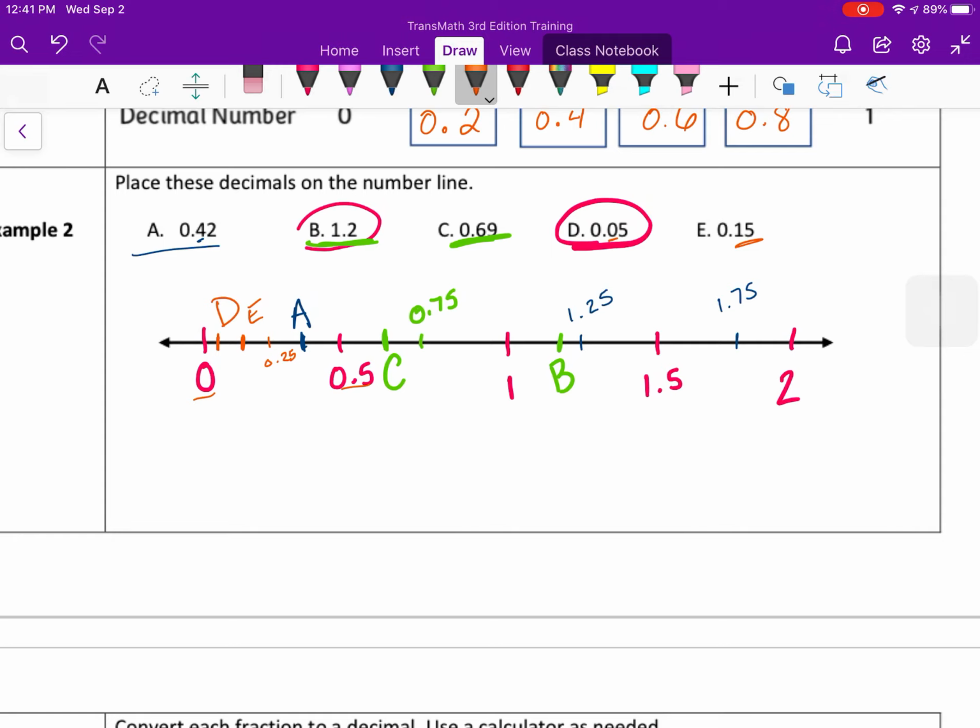So ordering our decimals, from smallest to largest, we have 0.05, then 0.15, then 0.42, 0.69, and finally 1.2. If you notice, when I ordered them, I like to look at the zeros first, meaning that 1.2 is bigger than the ones with the zeros, and then the next place I looked at was the tenths place, and I compared those.